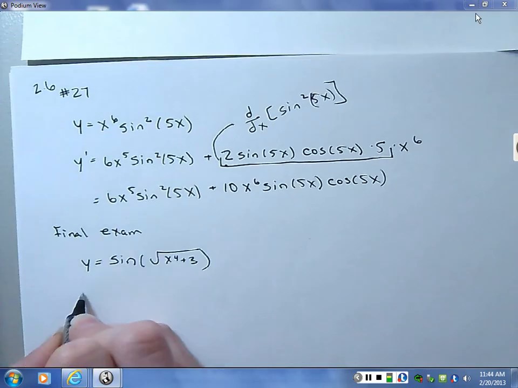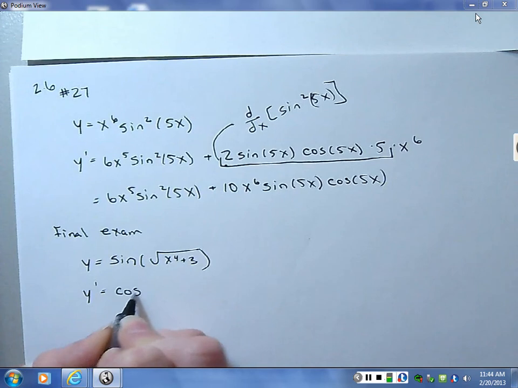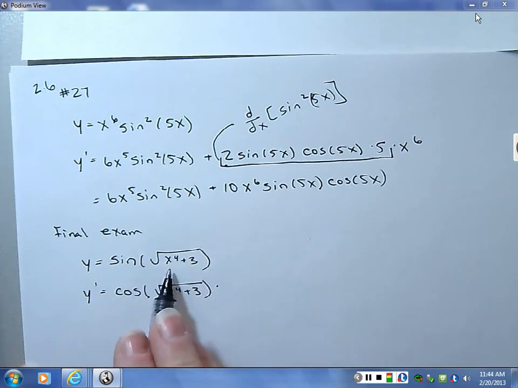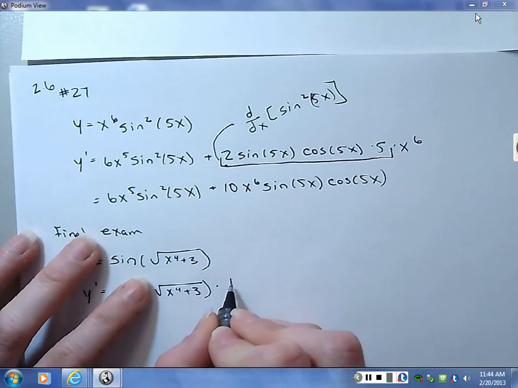So I would have y prime is cosine of square root of x to the 4th plus 3, times, and then what's the derivative of the inside? Very good.